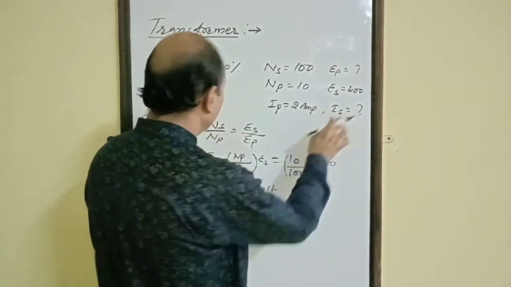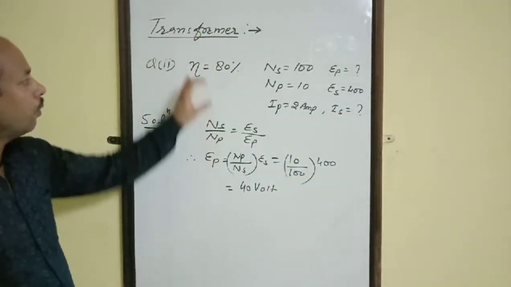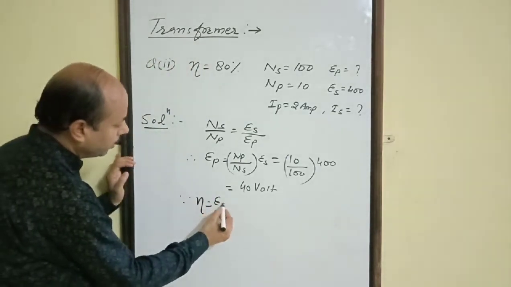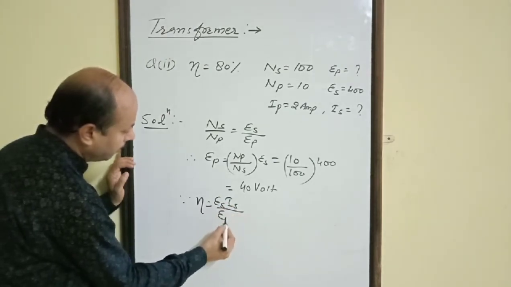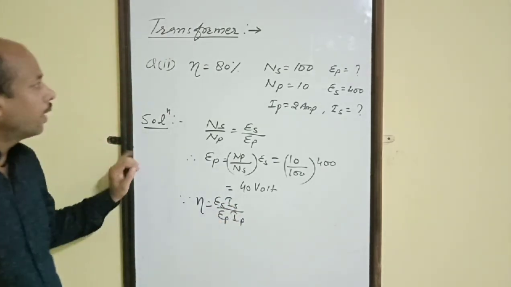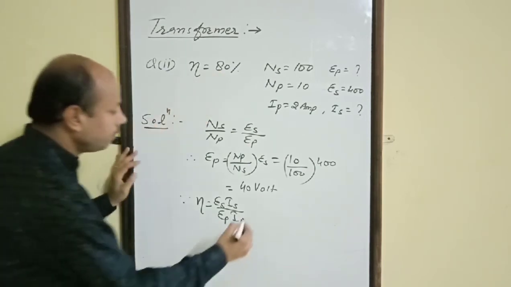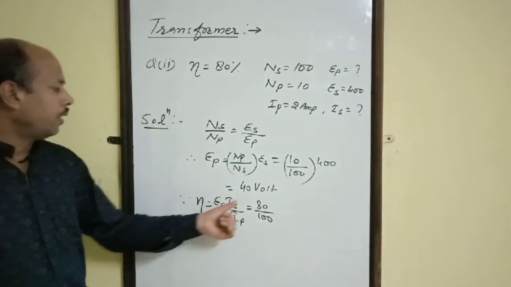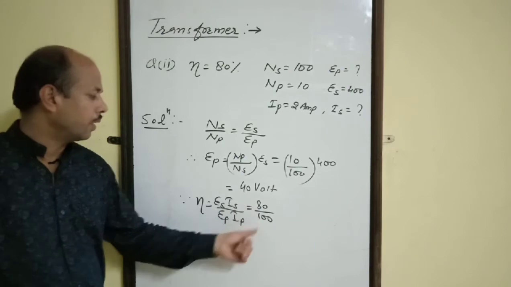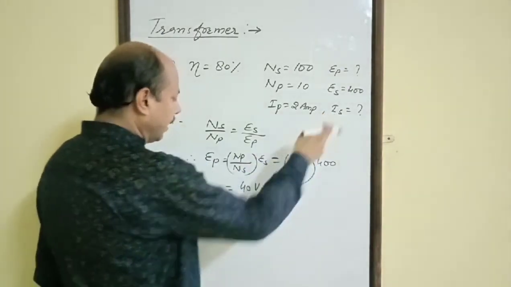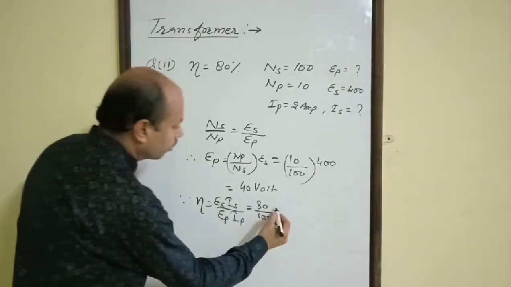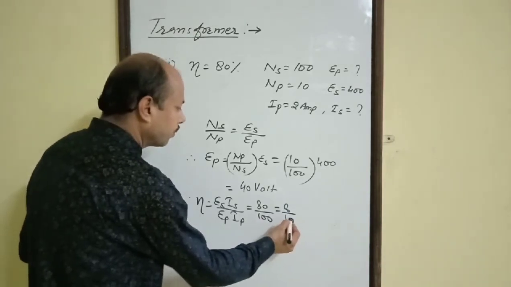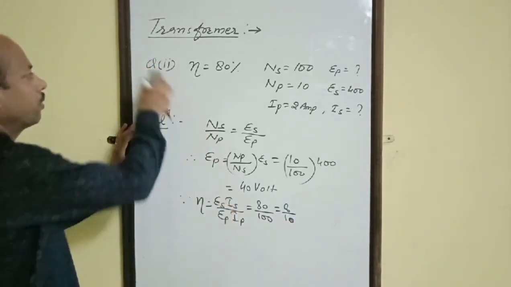Now we have to find out current related to the secondary coil. Now we have to use the formula of efficiency. Since eta equals to ES IS by EP IP, and according to the question, eta is 80%. Therefore, we can write 80 by 100. Since it is 80%, therefore we can write 80 by 100. It can also be written as 8 by 10, so that we can directly solve. So now by using this relation we can find out.